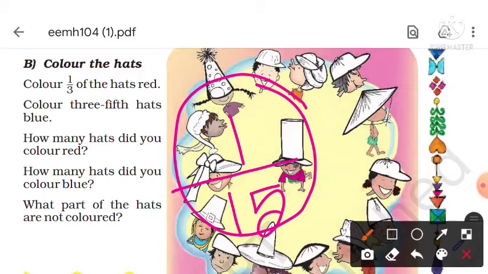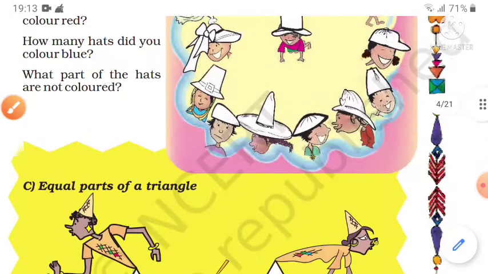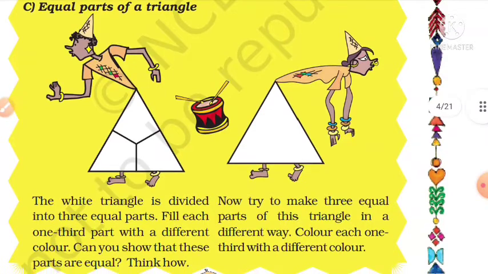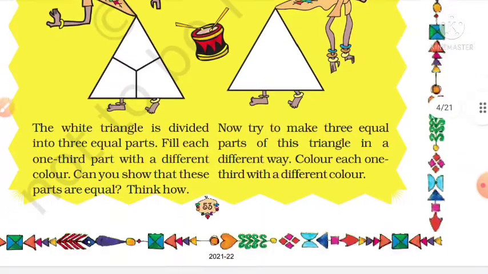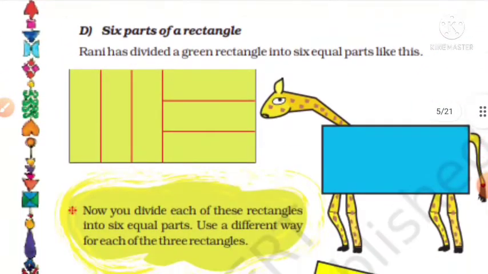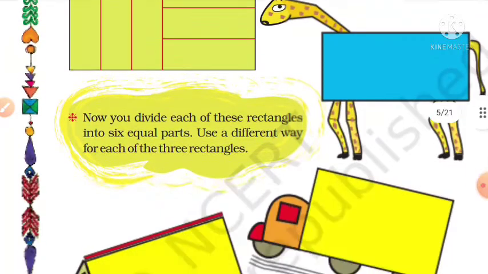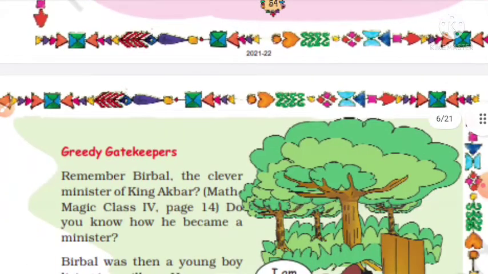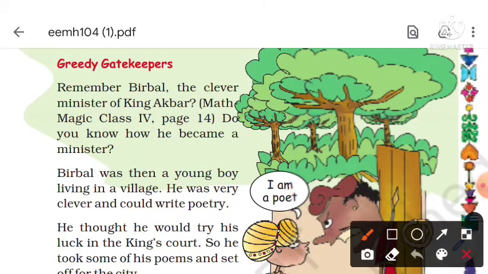Okay, now go to the next. Here are some activities, you can do it yourself. Here are 6 parts of the rectangle. Okay, now it is Greedy Gatekeepers.